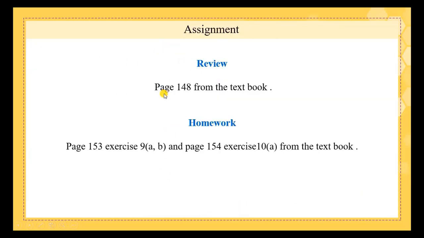Now, review page 148 from the textbook and solve page 153, exercise 9, parts A and B, and on page 154, exercise 10, part A, also from the textbook.